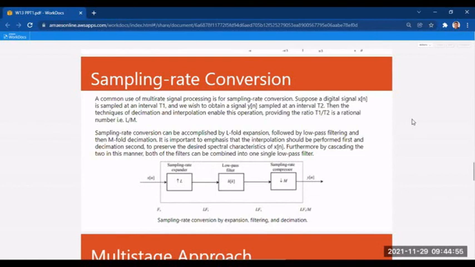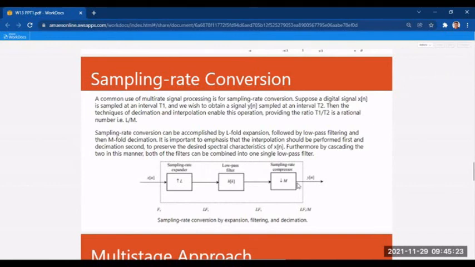Sampling rate conversion can be accomplished by L-fold expansion, followed by low-pass filtering, and then M-fold decimation. It is important to emphasize that the interpolation should be performed first and decimation second to preserve the desired spectral characteristics of x of n. Furthermore, by cascading the two in this manner, both of the filters can be combined into one single low-pass filter.